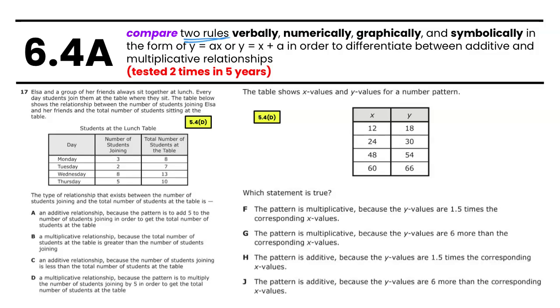But you can see that students have already been doing this from a table or a graph in the 5th grade. And so what they would notice in the 5th grade is that if I have the number of students joining here, then the total number of students at the table is always 5 more than that. And so this x value, if you want to call it that, can be added to 5 in order to get the corresponding y value, or the total number of students at the table. And so because it is 5 more than, that means that it is an additive relationship.